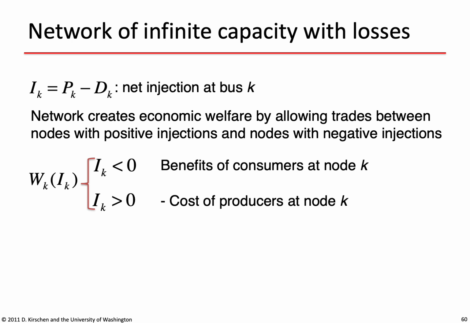And we will represent this welfare by Wk of Ik. If Ik is negative, that means we have an extraction or a load that represents the benefits of consumers at node k. On the other hand, if Ik is positive, meaning we have an injection or a generation at bus k, Wk of Ik represents minus the cost of producers at node k. And if we sum this over all the nodes in our network, big W is the sum from k equals 1 to n of Wk of Ik, we get the global welfare created by this network.